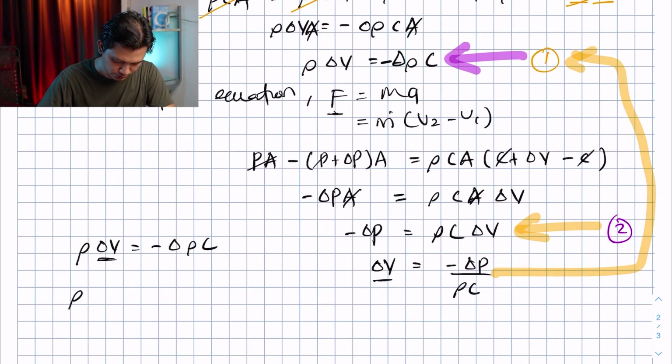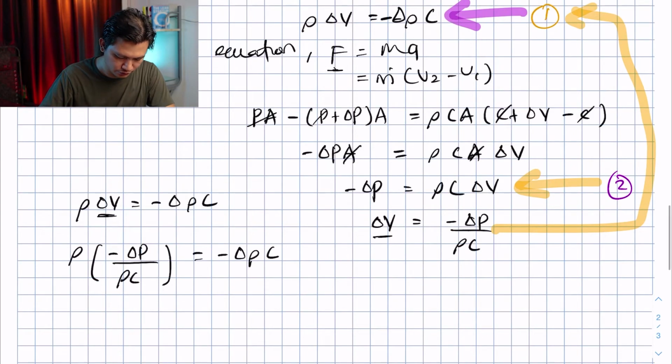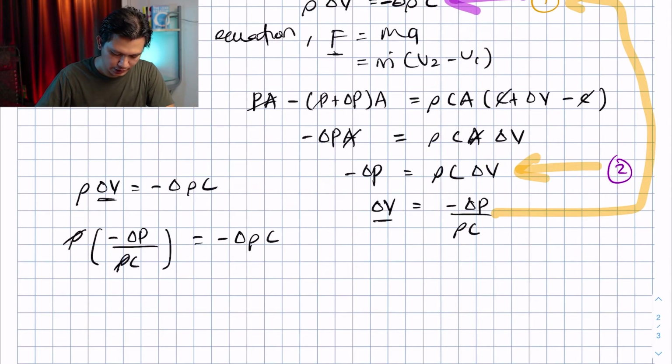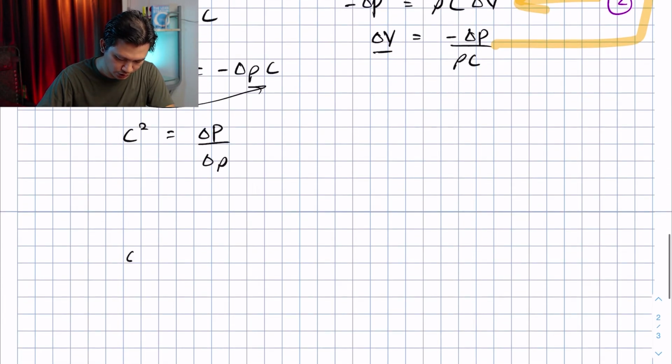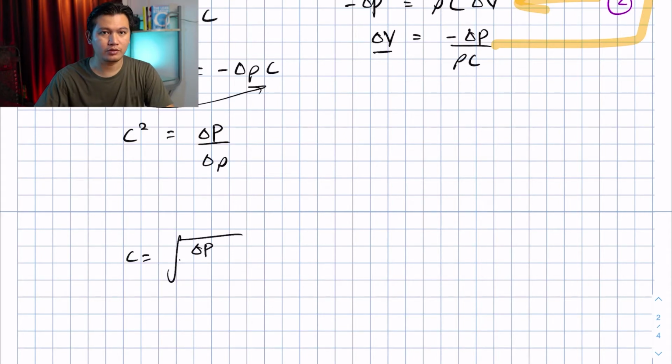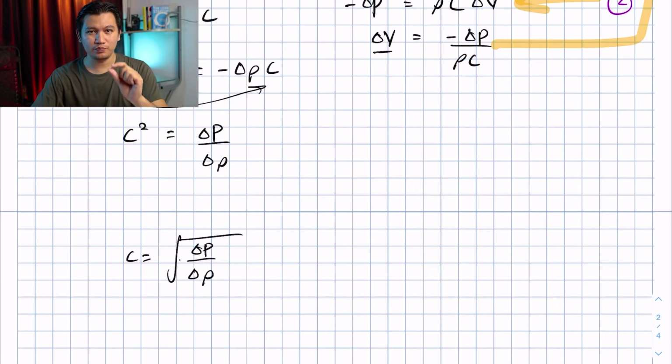Alright, so this is rho times minus delta P divided by rho C equal to minus delta rho C. Okay, quite straightforward. So rho divided by rho, you can cancel that out. And then C going up, going to be C square equal to, and minus sign over minus becomes positive, so this is delta P over delta rho. Okay, and C now is equal to square root of delta P over delta rho. Okay, so now it's quite obvious that the speed of sound depends on the square root of the change of P divided by the change of density. When you find this term, then you can find what is your C.